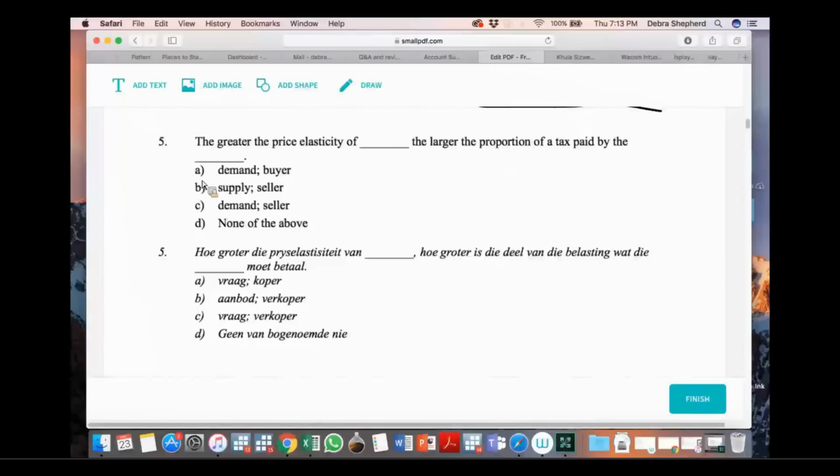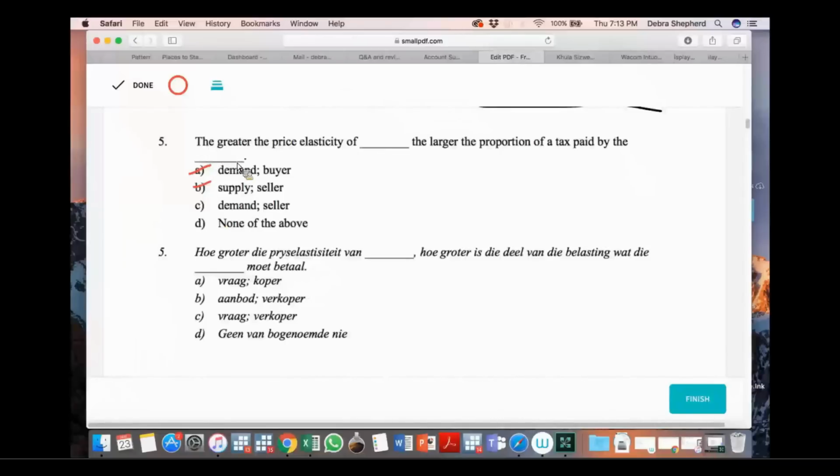So A is incorrect because if price elasticity of demand was great, that would mean the proportion of tax paid by buyers would be smaller. So A is incorrect. So we can eliminate A. B then says, the greater the price elasticity of supply, the larger the proportion of a tax paid by the seller. For the same reason that A is incorrect, B is incorrect. Because if suppliers have a very high elasticity, then it means they're very responsive to price changes, which means they will try to then push the tax onto buyers.